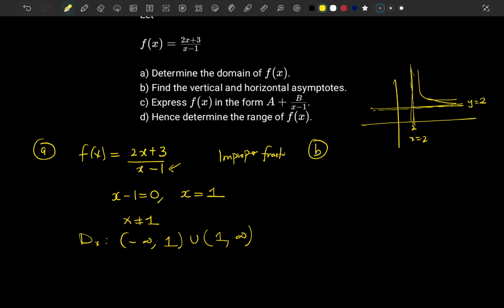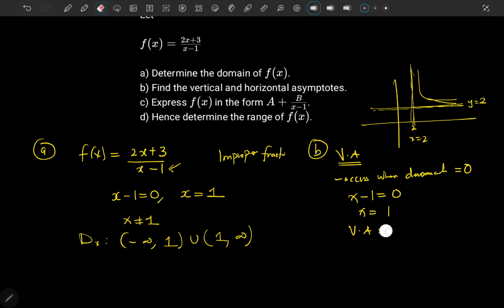So let's look at vertical asymptotes. How do we find the vertical asymptote? The vertical asymptote occurs when the denominator is equal to 0. Okay, so we set the denominator, which is x minus 1, equal to 0, and our x equals 1. Meaning the vertical asymptote is x equal to 1. Easy. That's all.